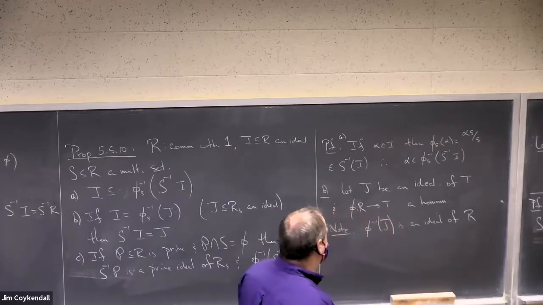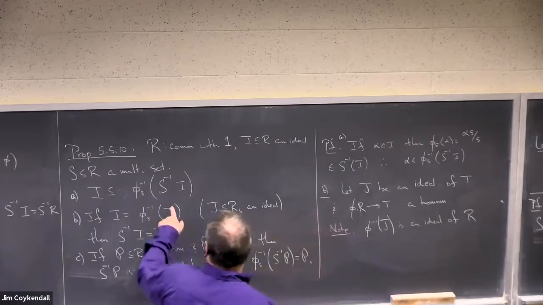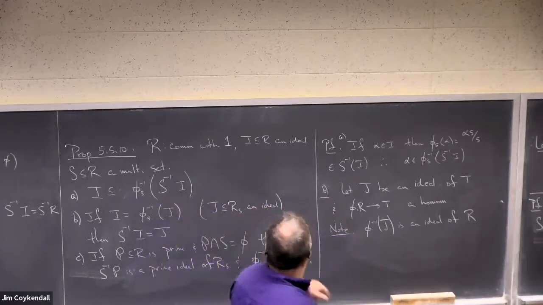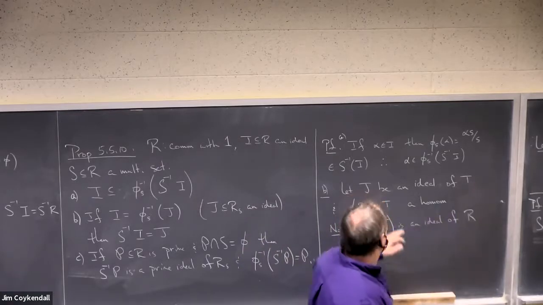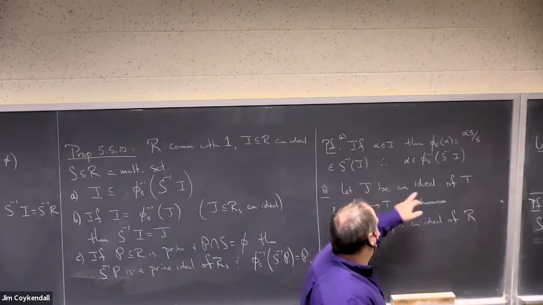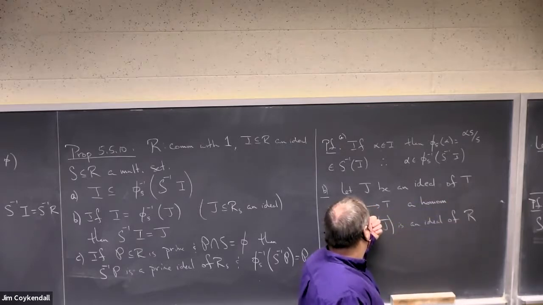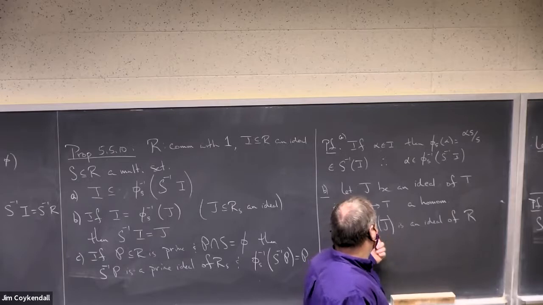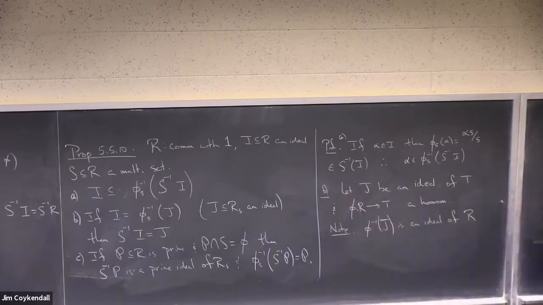It's a generalization, it's just any ring, not just S inverse R, just some ring T. So I'm making a general statement that if you have any ideal J of any ring T, and phi is a homomorphism from R to T, then the pre-image of that ideal is an ideal of R. And actually, it's quite easy to prove this more general statement.